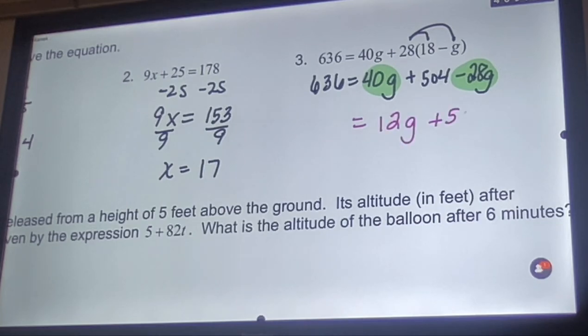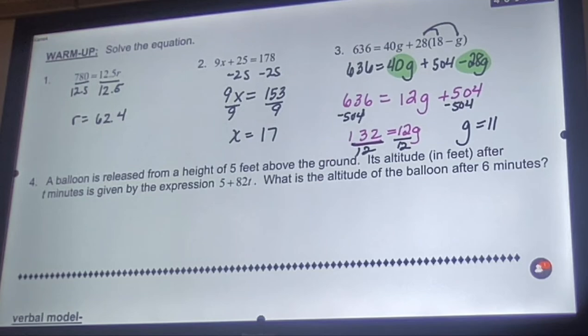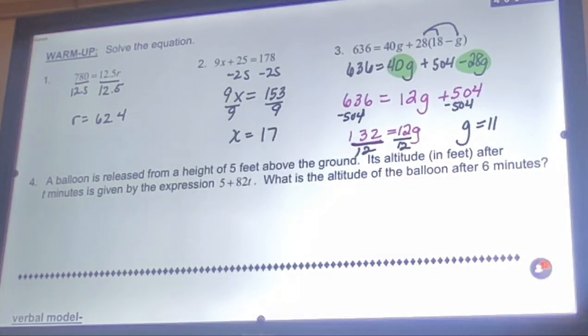Remember, when they're on the same side, you're not moving anything. You're just combining them as they are listed. So it's a 40 minus 28. And then, Reagan, if we continue to solve, what would you do next? And then finally, divide and get G is 11. Nice job. Divide by 12 and you get G is 11. Nice job. So, hopefully you were like 3 for 3 or 2 for 3 and maybe you made a little mistake there with those 3 problems. Are there questions on those 3?